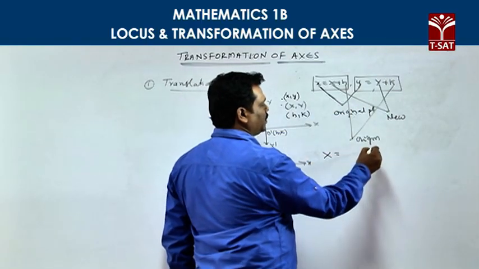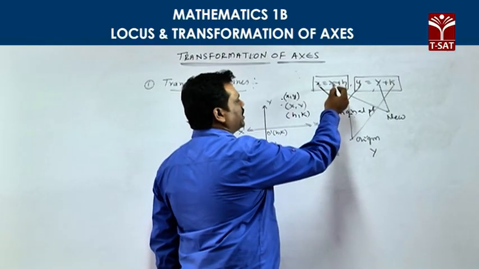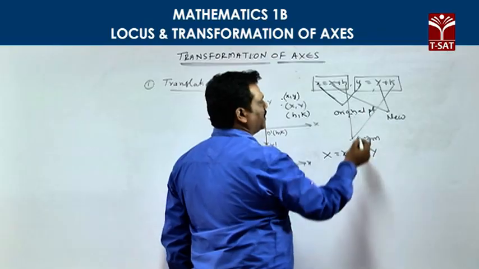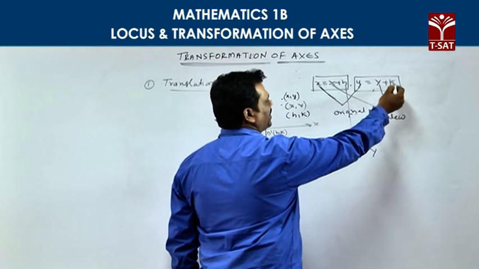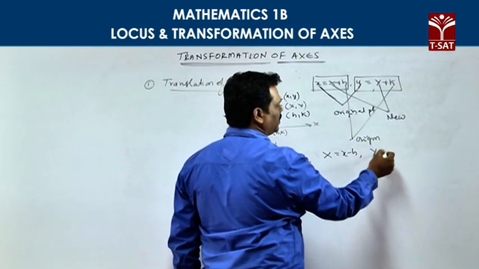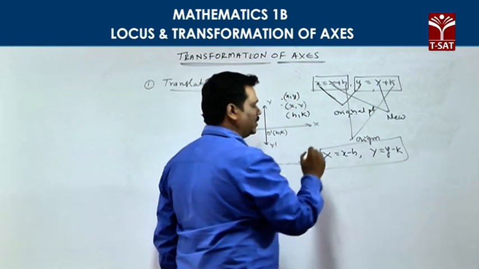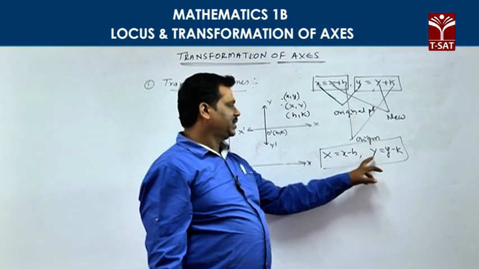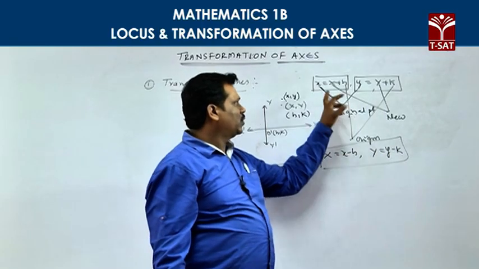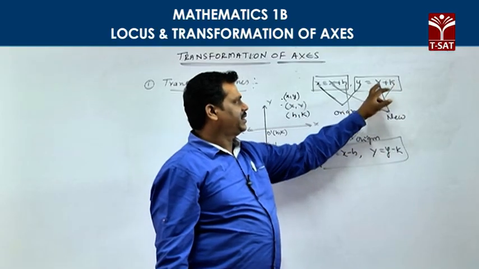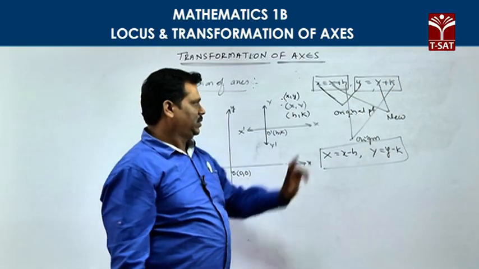Small x is equal to capital X plus h. Then capital X equals small x minus h. Small y is equal to capital Y plus k, so capital Y equals small y minus k. We have to find this as the new point: capital X equals small x minus h, capital Y equals small y minus k. Small x equals capital X plus h, small y equals capital Y plus k. This is the original point and this is the new point.